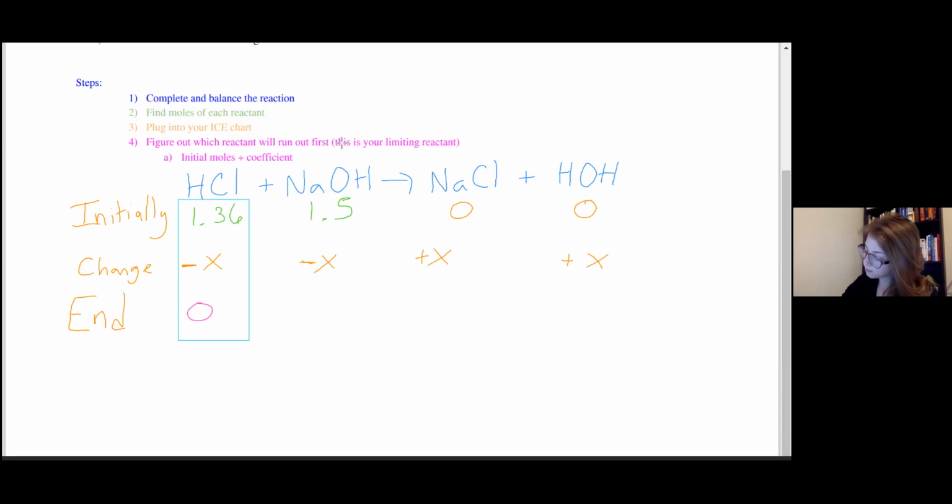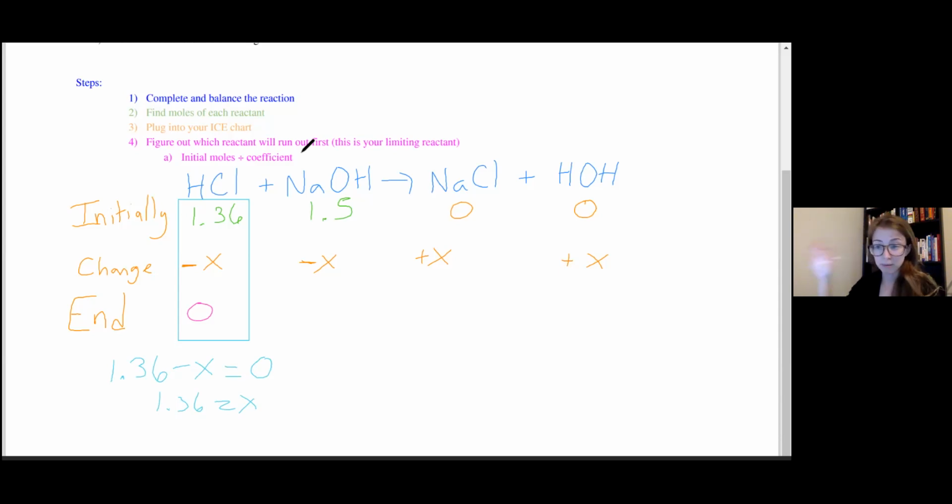So what I do now is I pretend that this column is really an algebraic expression. So I'm going to rewrite this horizontally: 1.36 minus X, and then it always equals what we have at the end. So 1.36 minus X equals the E, equals what's at the end. Solving this for X, we get our X value is 1.36. And that basically shows us how quickly we're using up or making each product or reactant.